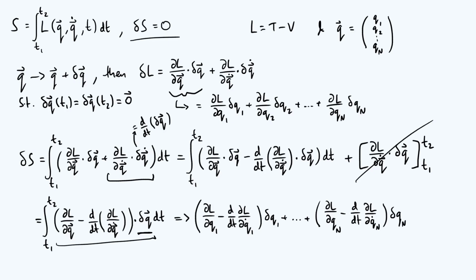Now, if we were only thinking about unconstrained motion, then we would be able to say that, remember, this is supposed to be 0.